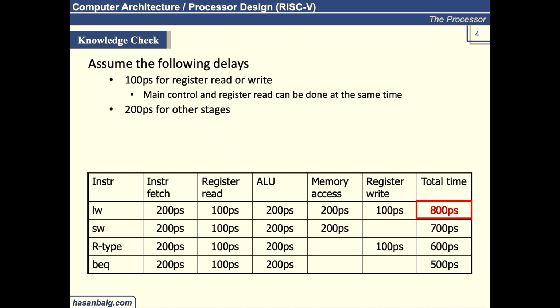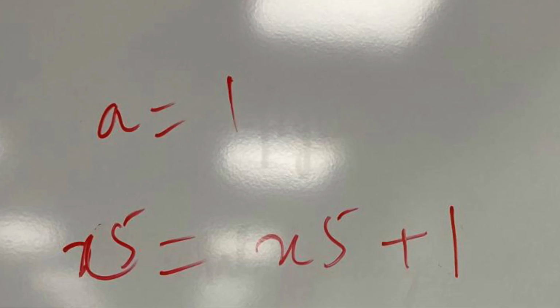Let's go for the common case. If you are writing a loop to increment a variable, there is a variable stored in a register, let's say register x5. You are running a loop 100 times, and every time the register value is incremented. So what type of instruction would it be? You are incrementing it by 1. Let's say x5 equals x5 plus 1.